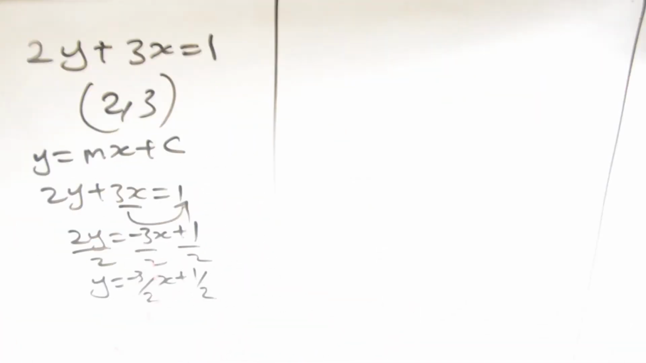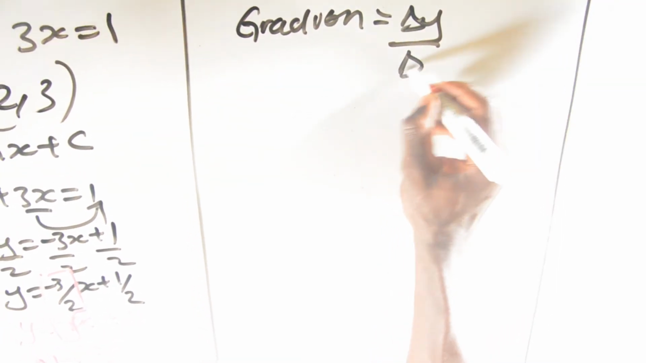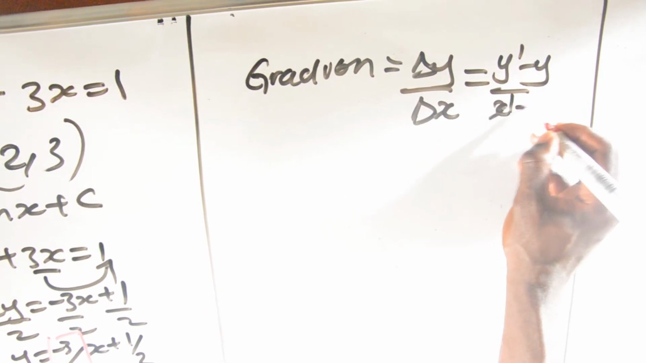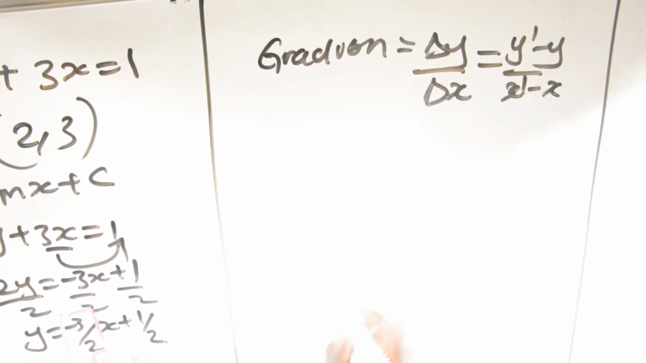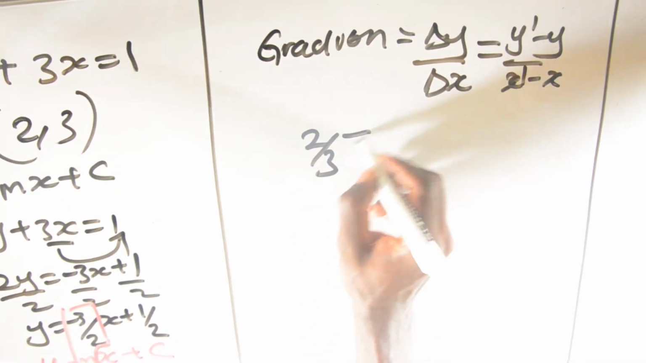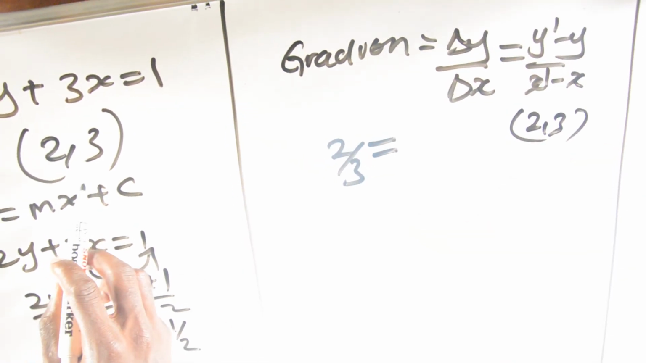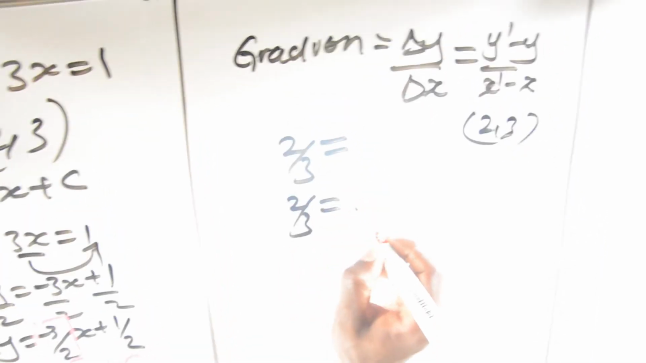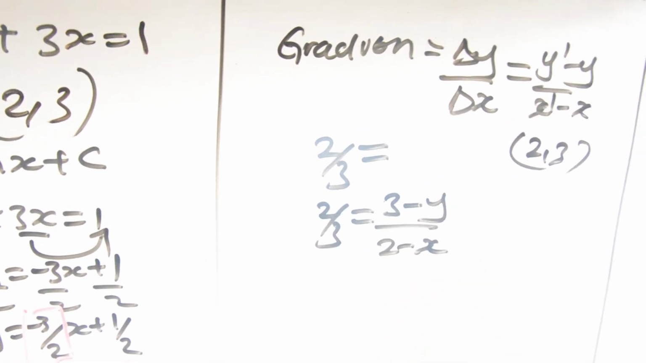We said the gradient is given by change in y over change in x, which is (y1 - y) over (x1 - x). And we already have our gradient and our point. So our gradient 2/3 is equal to, we're going to use the point given, (2, 3), so it's going to be 2/3 = (3 - y) over (2 - x).